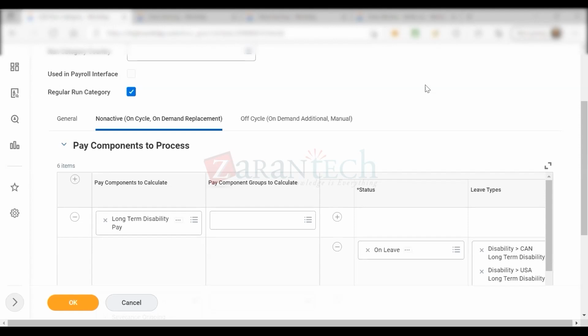But in case of active, no need, right? Because for active, anyway, everything will get calculated for them. There is no need for mentioning separately when we are processing earnings and deductions for the active population. But if your organization is generous and they want to give bonus for an employee on STD or LTD, the answer is yes, we need to include bonus as a payroll component to calculate. Otherwise, it will not get calculated.